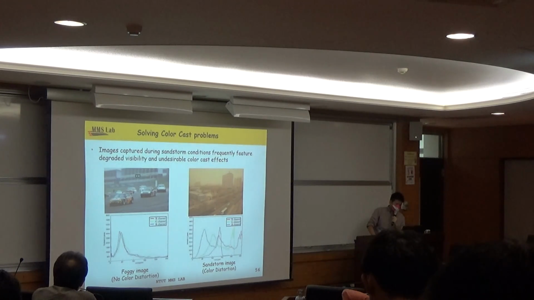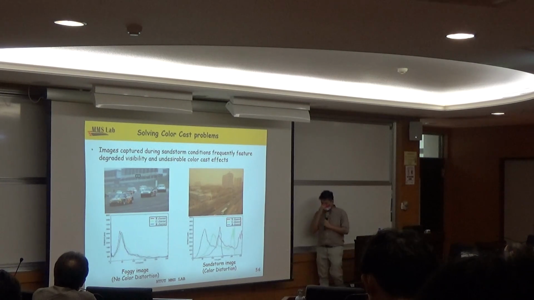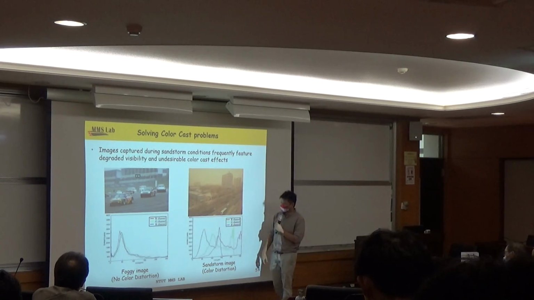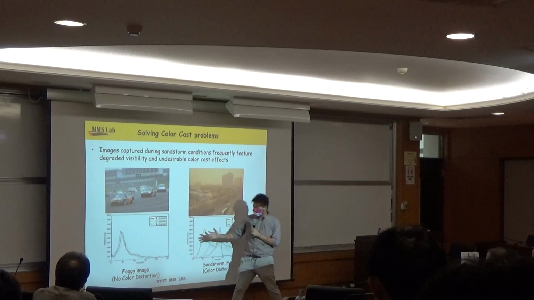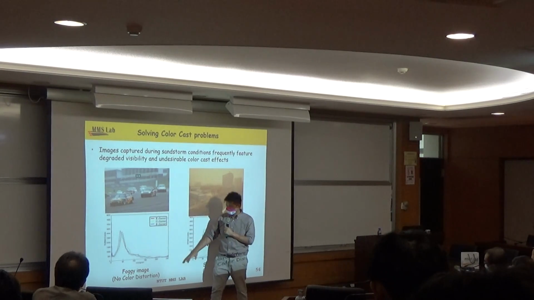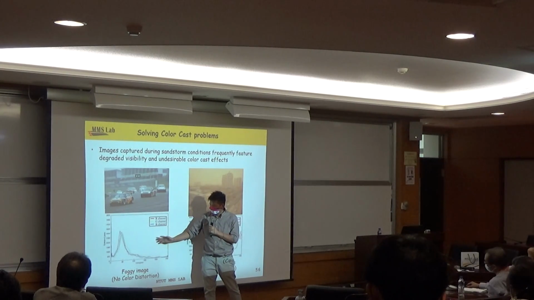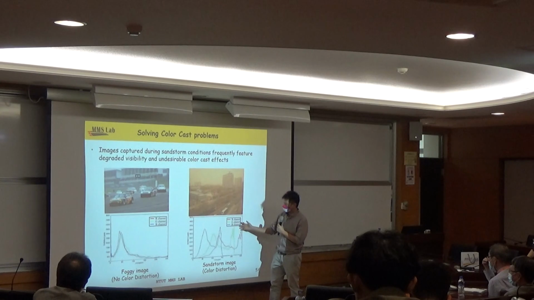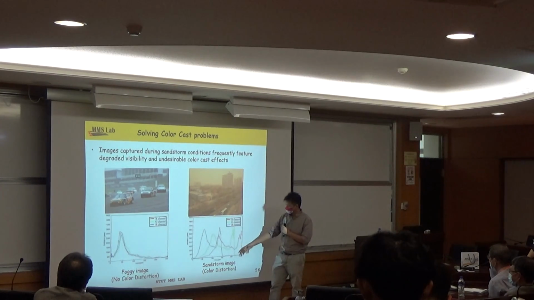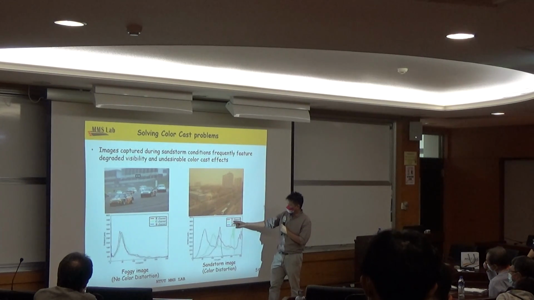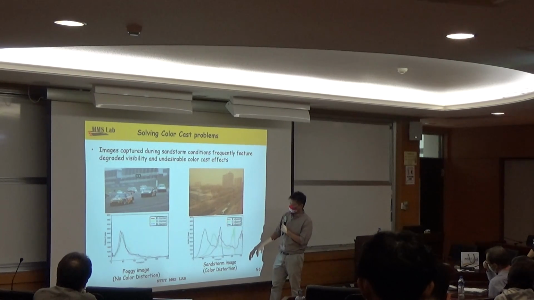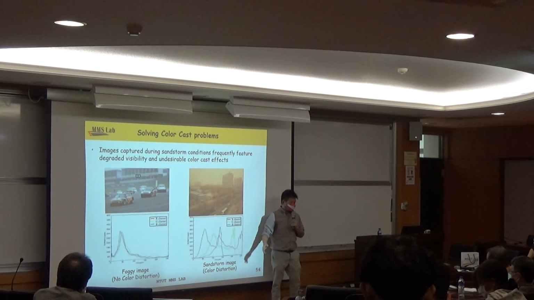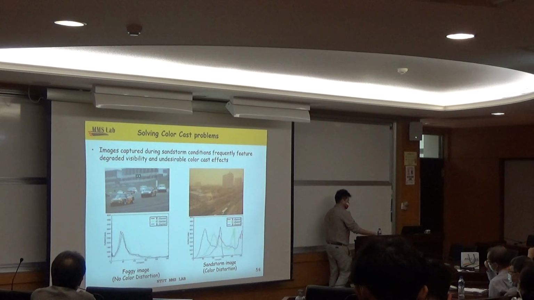And the third is called the color cast problem. So in the color cast problem, this is no color cast. The RGB channels have a similar distribution, and this is called a color cast, like sandstone. And in this case, the RGB channels have a different distribution. So I want to solve the problem in this situation.